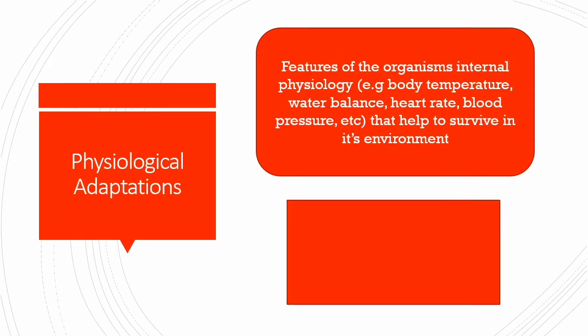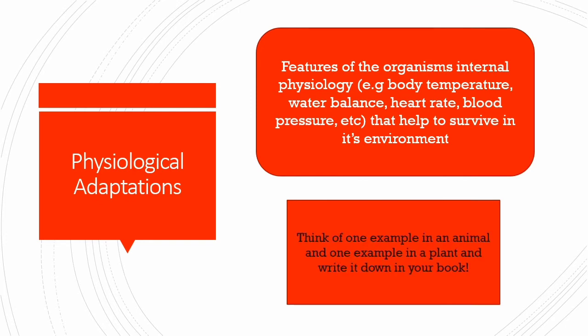The last type of animal adaptations is physiological adaptations. Physiological adaptations are features of the organism's internal physiology that help to survive in its environment. Think one example in an animal and one example in a plant and write it down in your book.